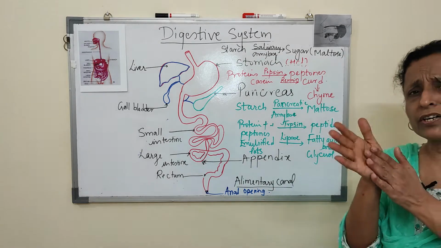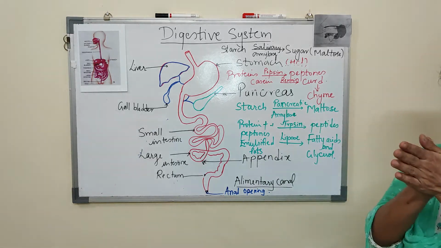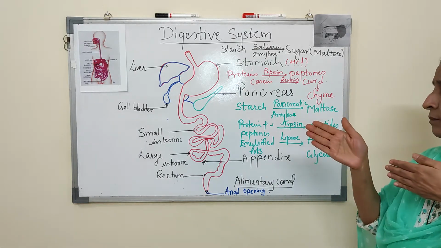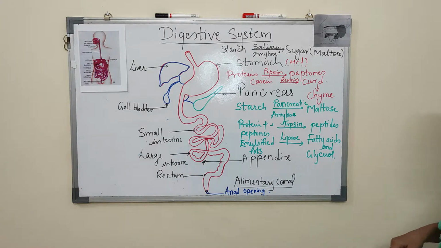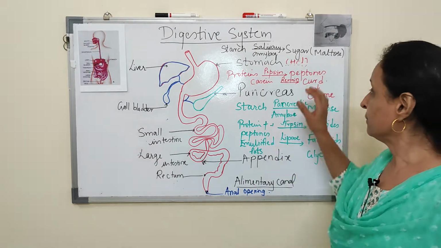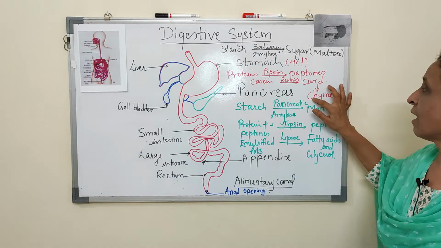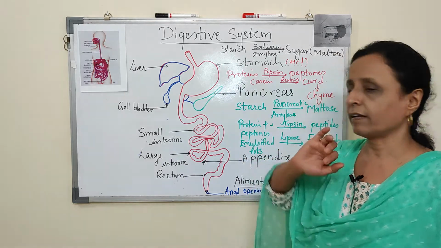After it has churned, it has become liquid, and the churning of that food has taken place. So now it will come out. It will come out as chyme. The food which comes out of the stomach is known as chyme, C-H-Y-M-E. Now it will enter the intestine.